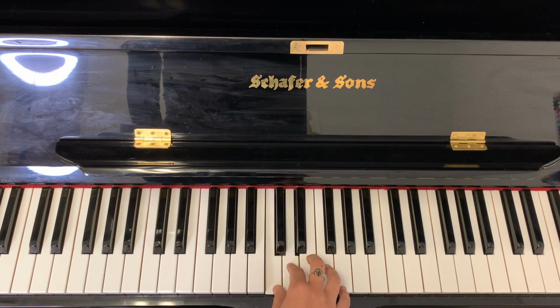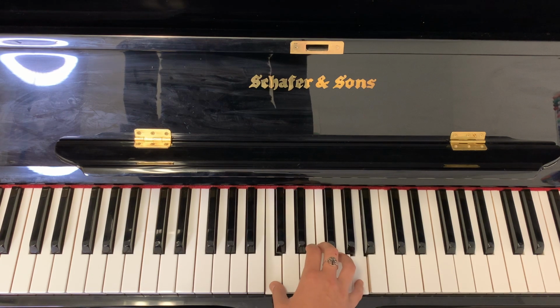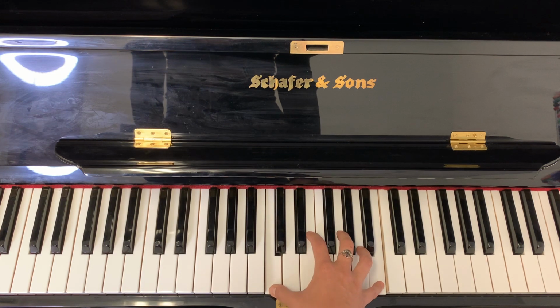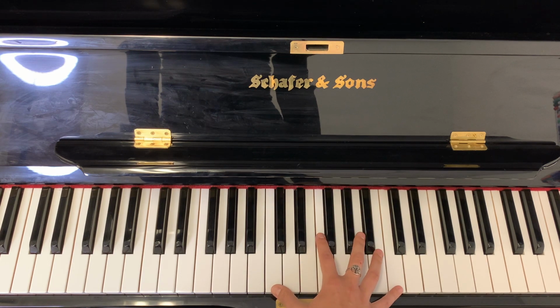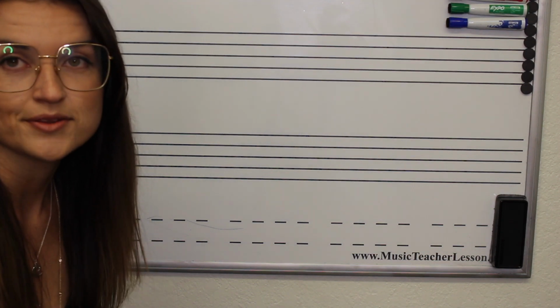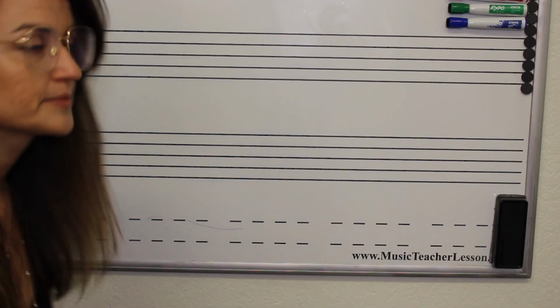C to D is the 2nd interval. C to E is the 3rd. C to F is the fourth. C to G is the fifth. C to A is the sixth. C to B is the seventh. And C to the next C is an octave. Octave means 8 notes. So here I'm going to write in the intervals how they are written in actual music.